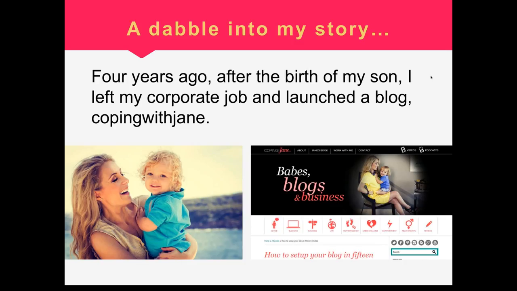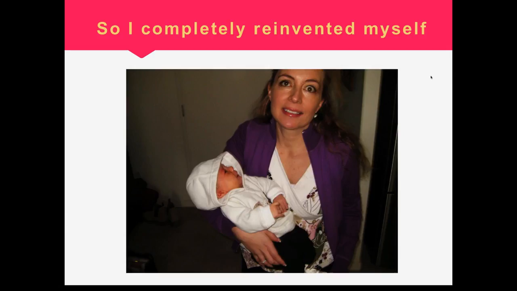Okay, so 4 years ago, after the birth of my son, in 2011, I got started online. After I had my son, I left my corporate role and I launched my blog, Coping with Jane. As part of that process, I completely reinvented myself. Around that time I was diagnosed with an autoimmune disease called Graves, which affected my appearance quite drastically. It went to one of my eyelids, and I sort of lost one of my eyelids almost. The effect of becoming a mum and having this disfigurement meant that I lost my identity as I knew it. So by getting online, I was able to reinvent myself.